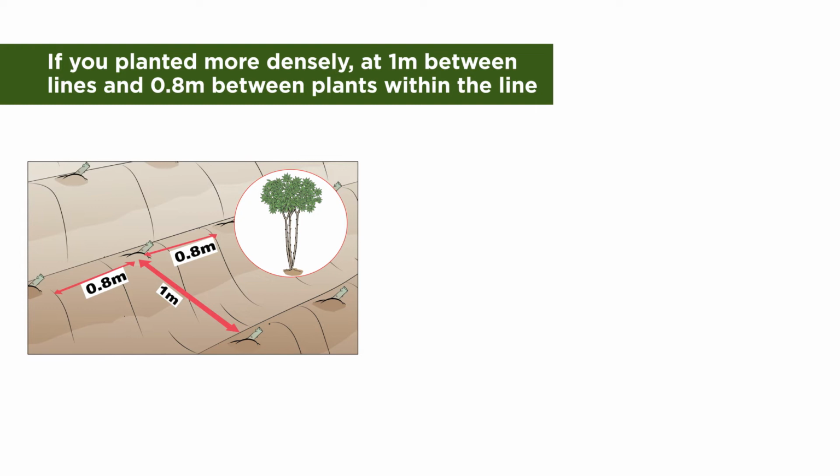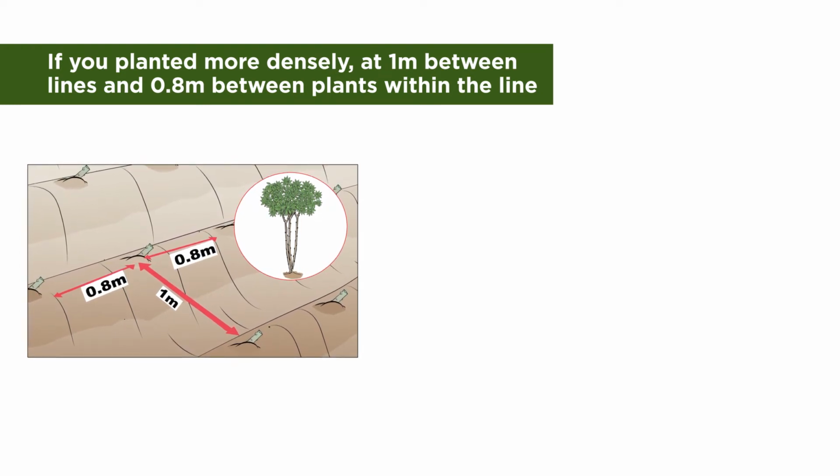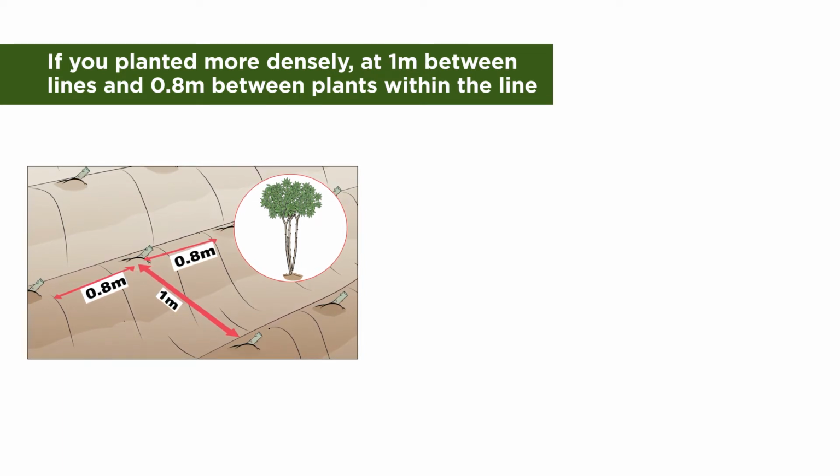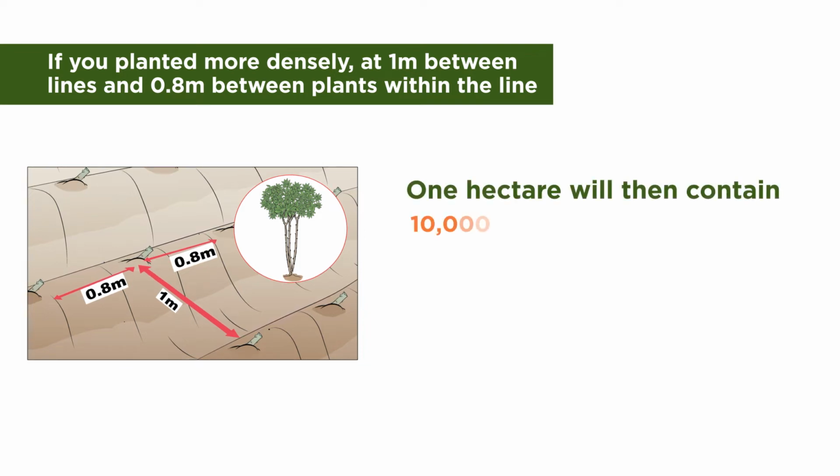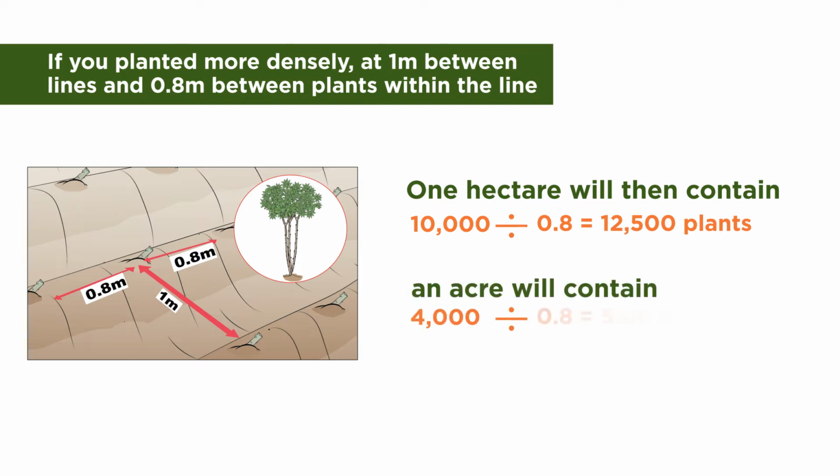If you planted more densely, at 1 meter between lines and 0.8 meters between plants within the line, then every plant occupies 1 times 0.8, which equals 0.8 meters square. 1 hectare will then contain 10,000 divided by 0.8, which is 12,500 plants. And an acre will contain 4,000 divided by 0.8, which is 5,000 plants.